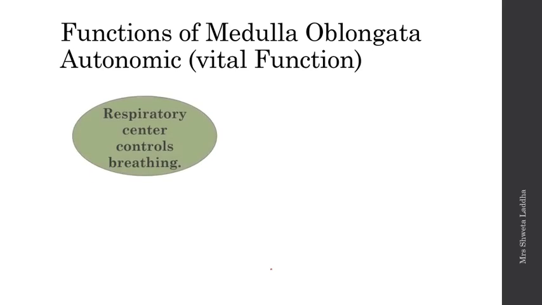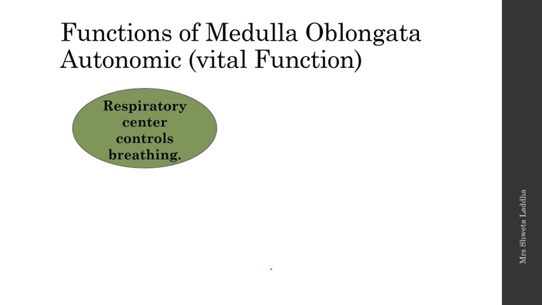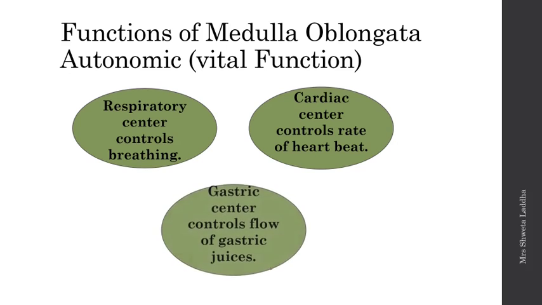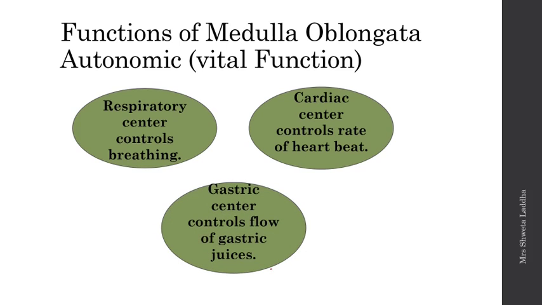What is the function of medulla oblongata? Medulla oblongata controls some very important vital functions, like it is a respiratory center, it controls breathing, cardiac center, it controls rate of heartbeat. It has, therefore, these two important centers, and if there is injury to medulla oblongata, person will immediately die because it has two important centers, the cardiac center and the respiratory center. It also has important function, gastric center. It will control the flow of the gastric juices.